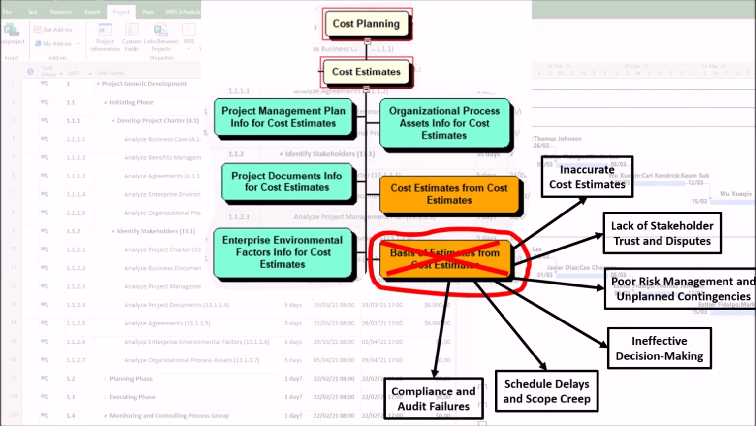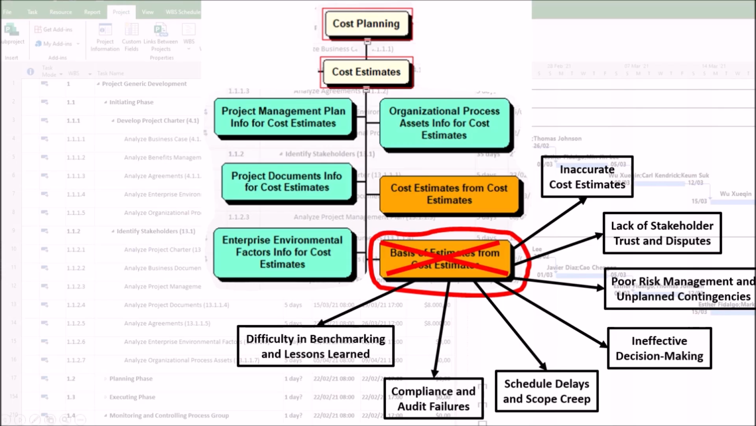6. Compliance and audit failures. In regulated industries, such as government and construction, a weak basis of estimates can lead to, first, contract penalties for inaccurate bids. Second, failed audits due to insufficient cost justification. Third, legal disputes if estimates are deemed negligent.